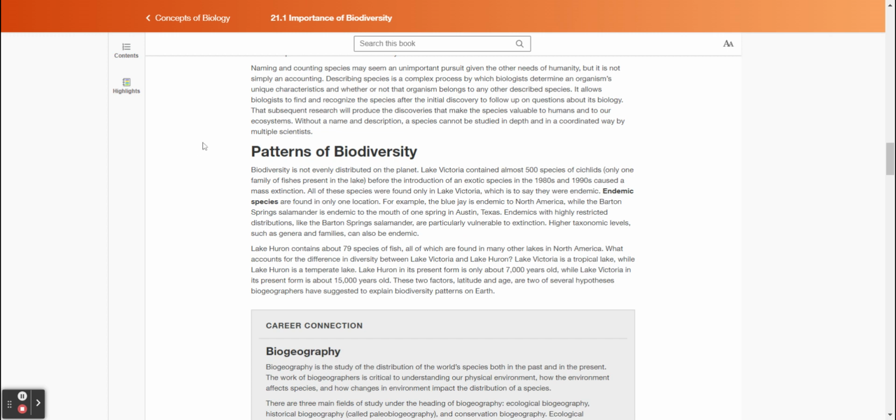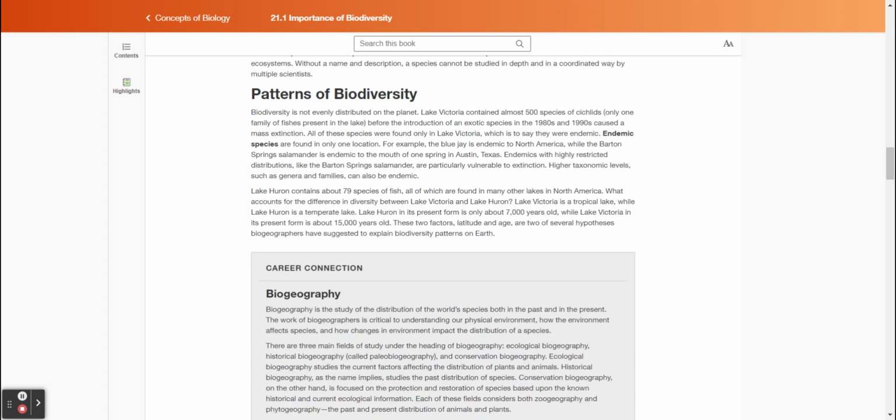It allows biologists to find and recognize the species after the initial discovery to follow up on questions about its biology. That subsequent research will produce the discoveries that make the species valuable to humans and to our ecosystems. Without a name and description, a species cannot be studied in depth and in a coordinated way by multiple scientists.